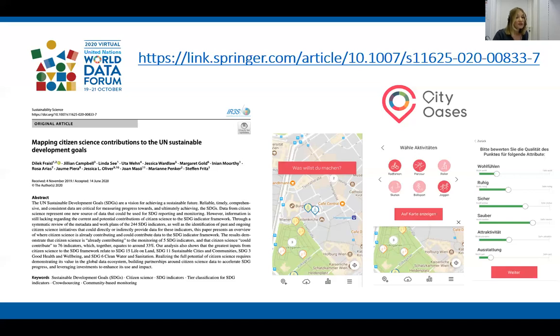Another example where citizen science and Earth observation approaches could complement each other is the SDG indicator 11.5.2. This indicator is about the economic loss and damage attributed to disasters. Citizen science initiatives such as PicturePile could inform this indicator.